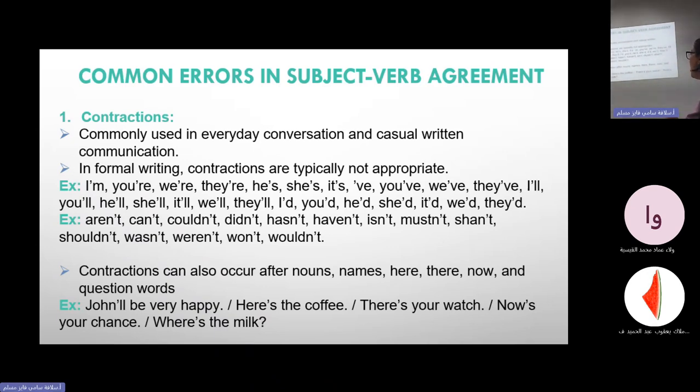Mustn't, shan't, wouldn't, and these are contractions for the auxiliaries, okay, whether they are helping verbs or modal verbs.